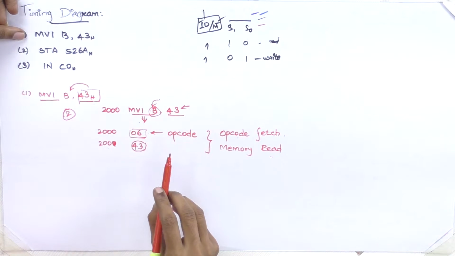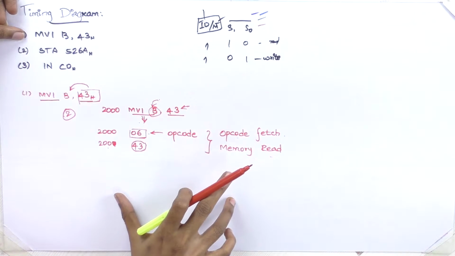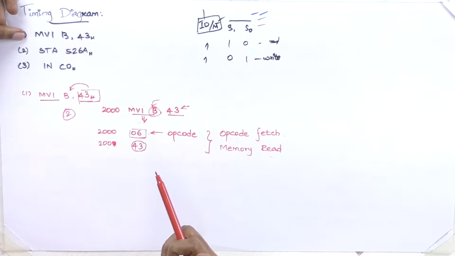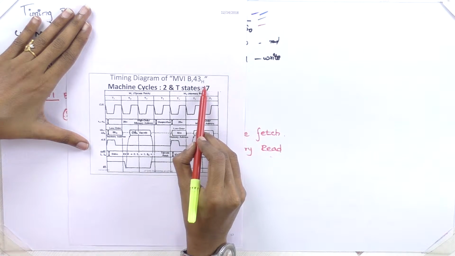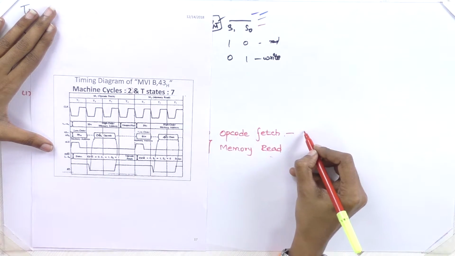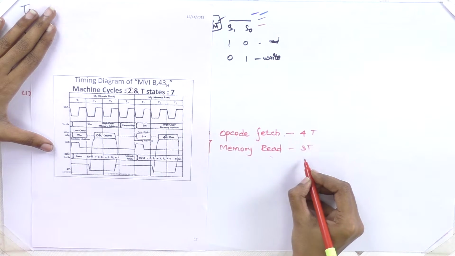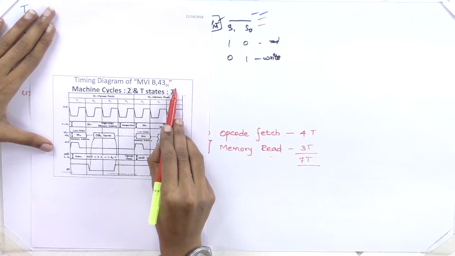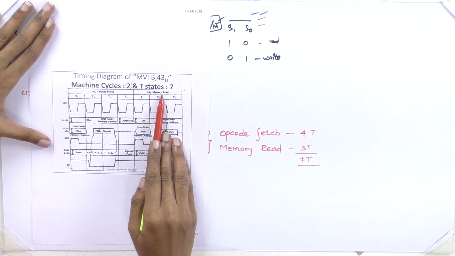Okay, now we will see the timing diagram. Side by side, you have to draw first the opcode fetch, and second the memory read, as we have discussed in the previous video lecture. Fine. So this is the timing diagram of MVI B, 43. It requires 2 machine cycles. The opcode fetch requires how many T states? 4 T states, and the memory read cycle requires 3 T states. As a whole, this particular instruction requires 7 T states. Okay, that is what is written here. So the first machine cycle is opcode fetch and the second is memory read.